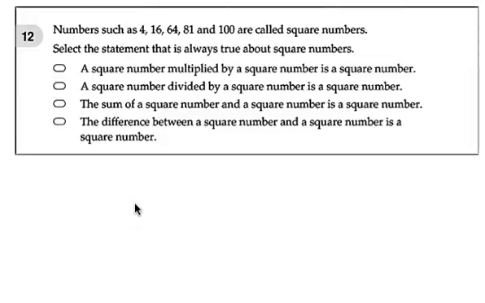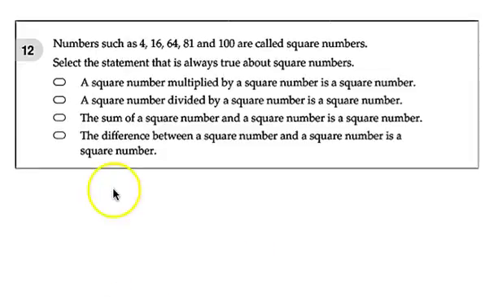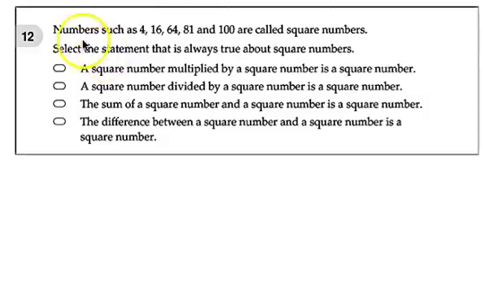This is the 2016 NAPLAN paper. Calculator section, question 12 says numbers such as 4, 16, 64, 81 and 100 are called square numbers, and select the statement that is always true about square numbers.